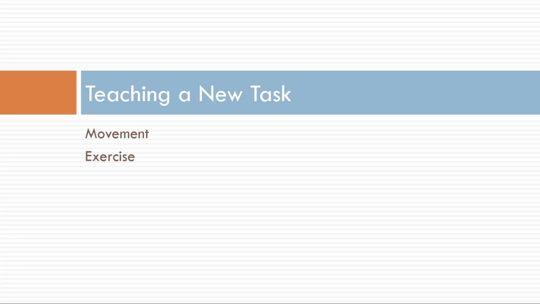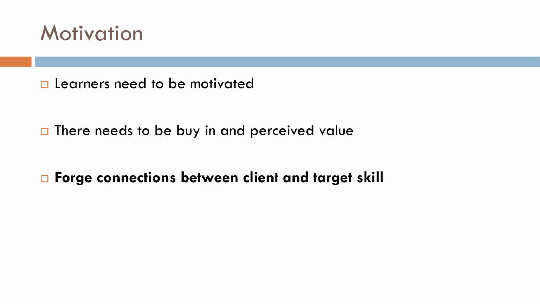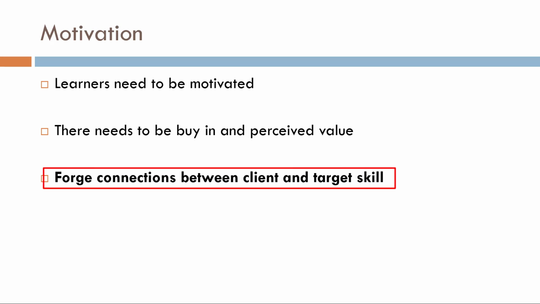So the process of teaching a task is teaching both movement and exercise. Here are the three things that are coming into play when you look at learning: there's got to be motivation. You need to explain the why and not just the what. Like, what is the benefit to the client? They're going to be going through a significant amount of change and maybe a little pain and some sweat and discomfort. They need to have buy-in. You need to forge the connections between the client and the target skill. Why? What is in it for them?